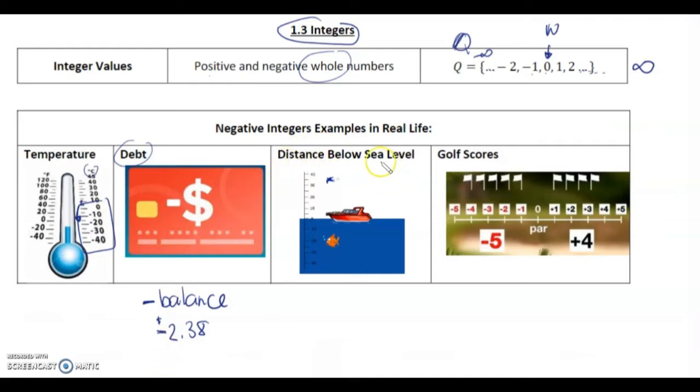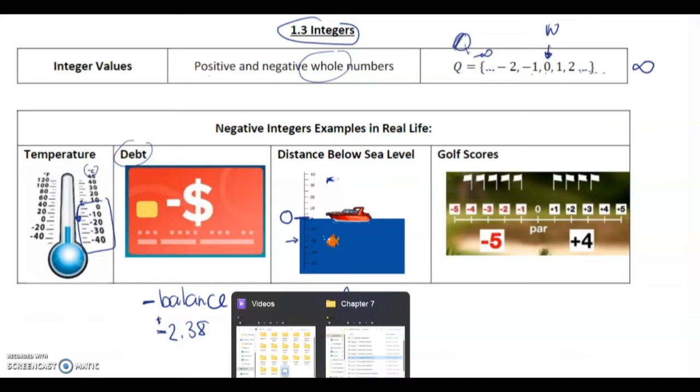Distance below sea level. We consider sea level to be the number 0. Anything below that, say for example where this fish is swimming, let's say 20 meters below sea level. If we want to represent this with an integer value, we'd represent it with -20.